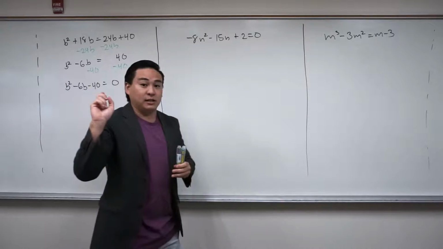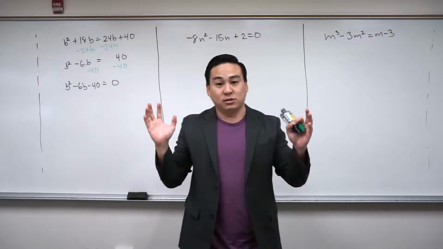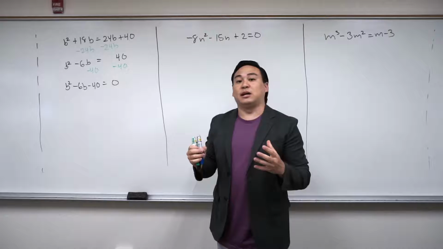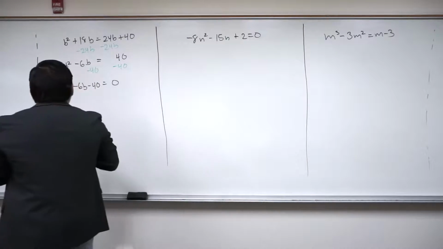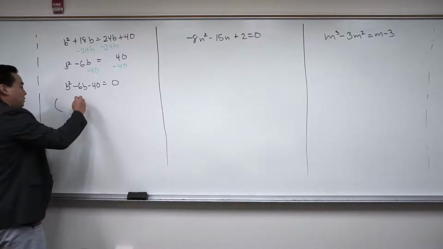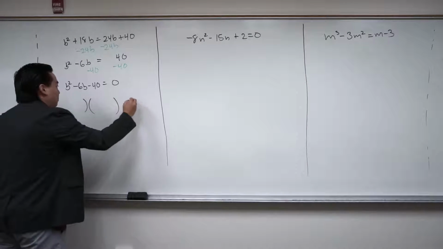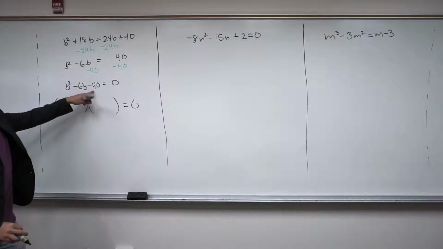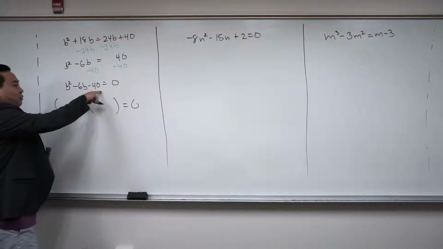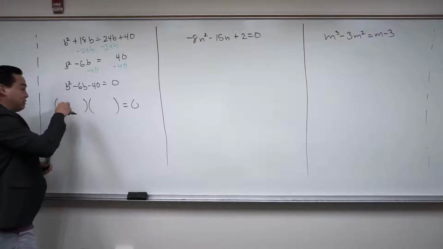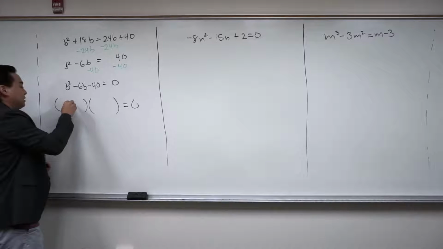So once you have it in this form, remember we want to write it as a multiplication, and the way we do that is by factoring. So let's go ahead and factor this. Okay, so the factors of 40: 8 and 5, 10 and 4. So 10 and 4 are the ones that I want because I want to get down to -6.